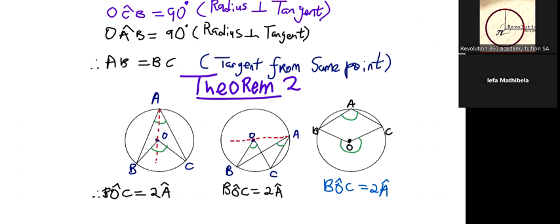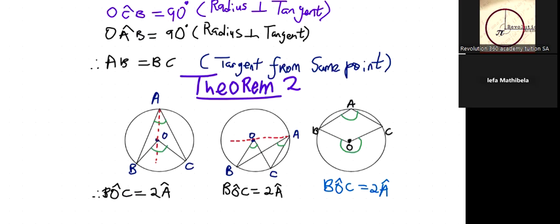And then theorem 1 converse: the line drawn from the center of the circle perpendicular to the chord bisects the chord. So with regards to what you are seeing now on the screen, that is theorem 2. For theorem 2, you must understand that we have 3 diagrams that best represent it. What does theorem 2 say? Theorem 2 says the angle at the center is 2 times the angle at the circumference.